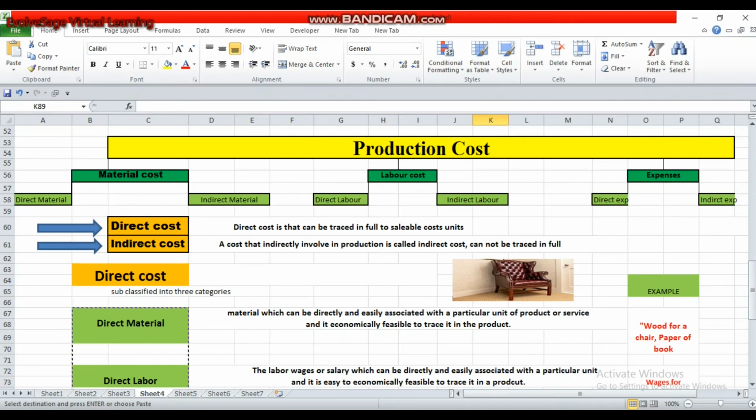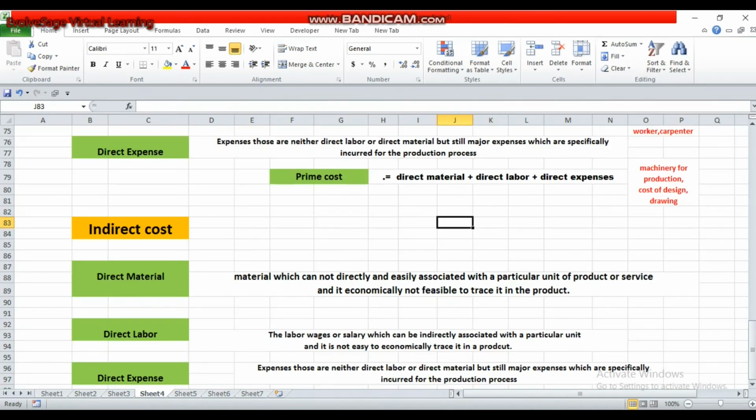So the costs which cannot be measured, and which are difficult for us to trace in terms of how much quantity and cost has been incurred, will be called indirect cost. So let's discuss what kind of indirect cost we actually incur in the production process. Now, indirect material is material which cannot be directly and easily associated with a particular unit of product and service, and it is economically not feasible to trace it in the product.